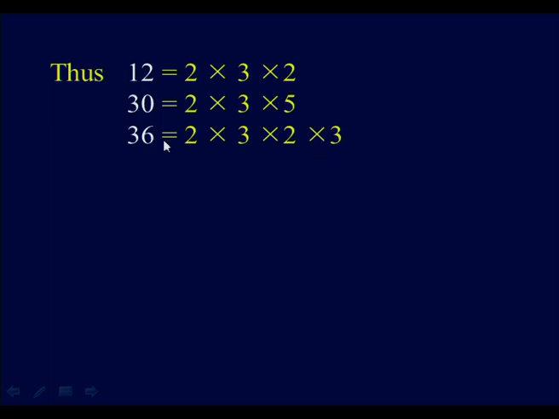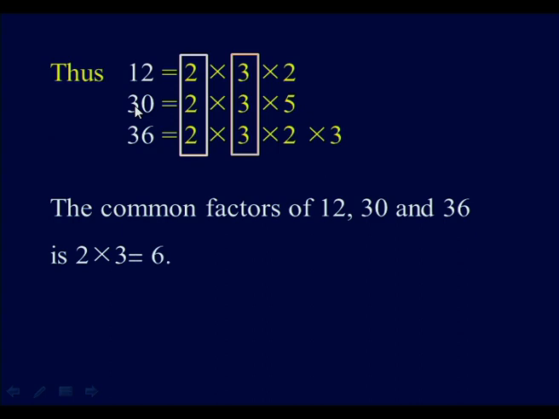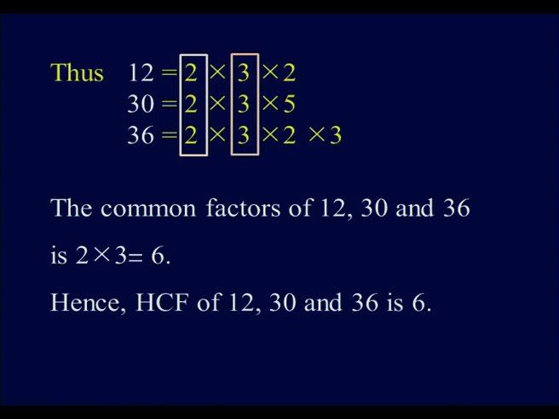Now, in these three, what are the common factors? Let us see. Here you can see 2 is a common factor for all the 3 numbers. Similarly, 3 is also a common factor for all the 3 numbers. So, we can say that the common factors of 12, 30 and 36 are 2 and 3. You can write their product as 2 into 3 is equal to 6. We can say that the HCF of 12, 30 and 36 is 6.